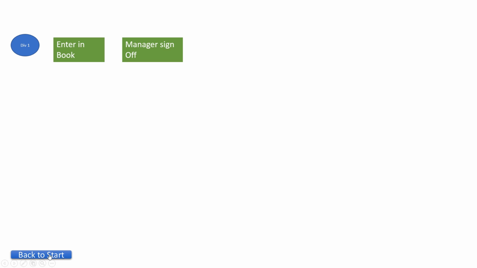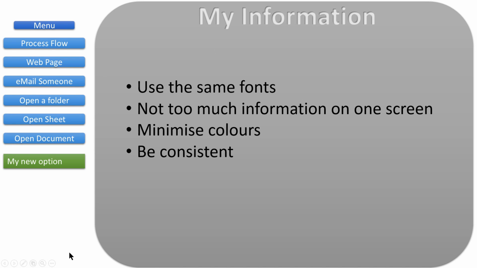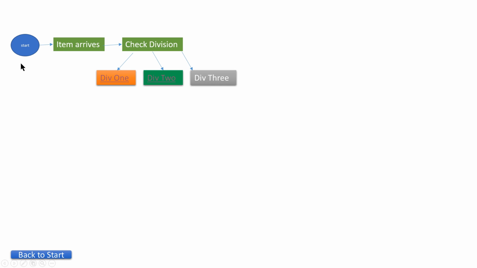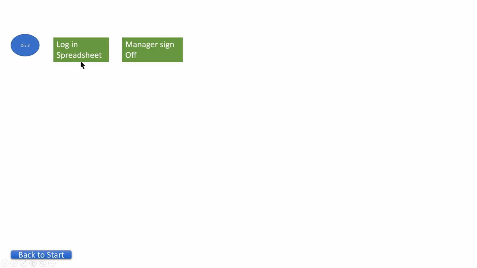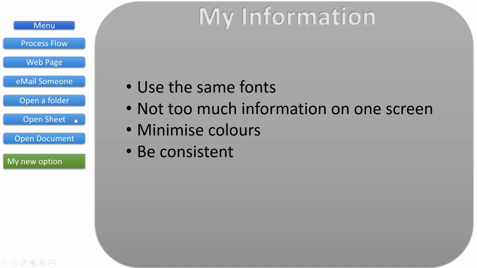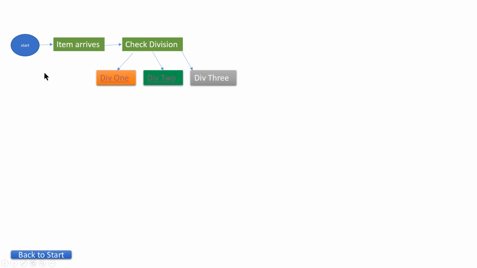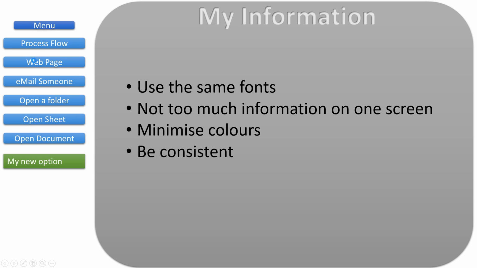Back to the start, so this button is just going back to page 1 of the slideshow. Looking process flow again, item arrives, check division, this time it's division 2. Go there, this time we have to log it in a spreadsheet, and the manager has to sign it off. So you could see that building a process flow, a process could be very, very large, but breaking it down into its elements and then using hyperlinks to go to each part of the decision makes it a very clear and very usable document. This one goes to a web page.